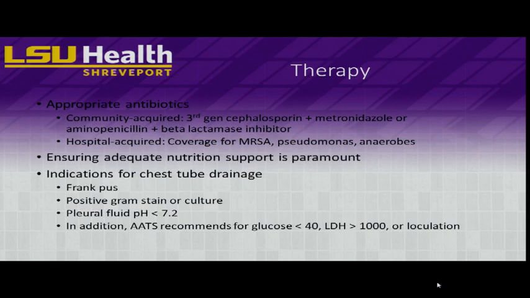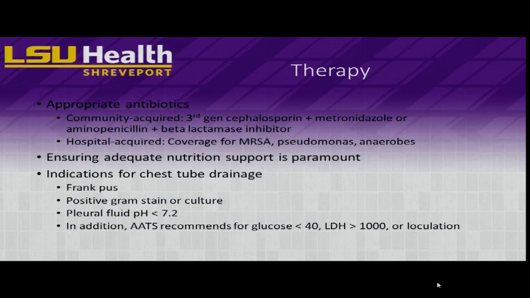In a hospital-acquired infection, you also do have to cover for MRSA and Pseudomonas. You still have to cover for the anaerobes. So while the combination of vancomycin and piperacillin tazobactam or vancomycin and meropenem would be appropriate, the combination of vancomycin and cefepime would not be sufficient because cefepime does not have the anaerobe coverage.